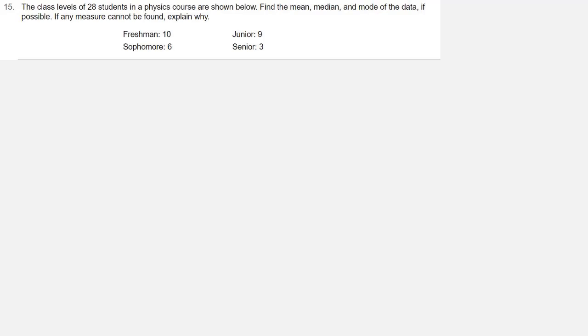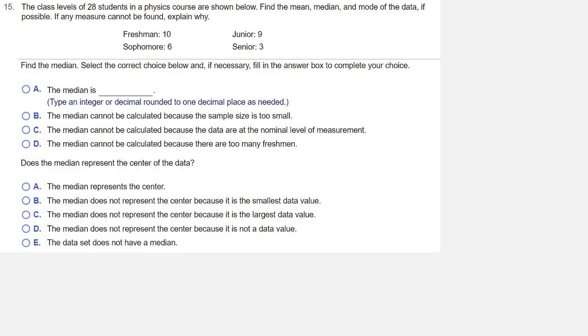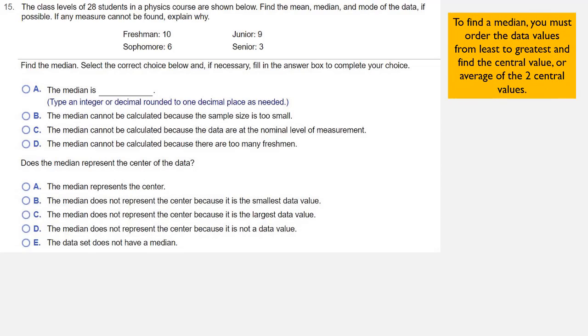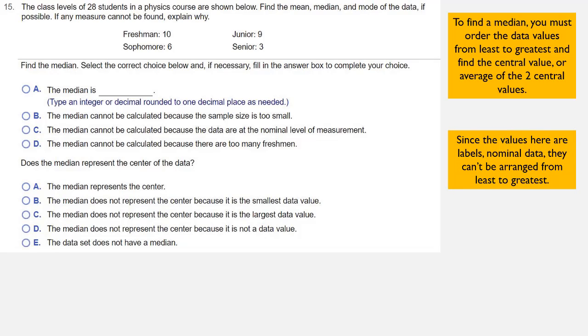What about the median? Well, to find the median, you have to order the data values from least to greatest and find the central value, or the average of the two central values. Since the values here are labels, which are nominal data, they can't be arranged from least to greatest. There is no numerical order. So since we can't arrange them from least to greatest to find the central entry, then there is no median.